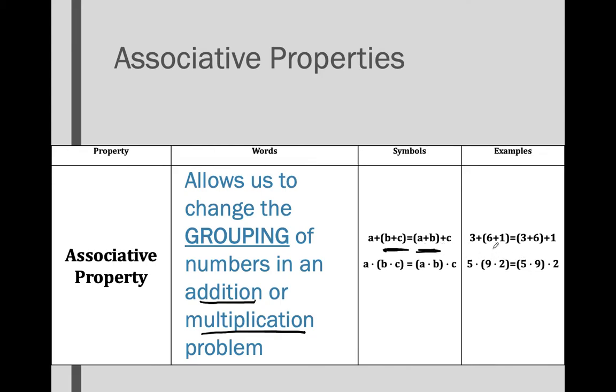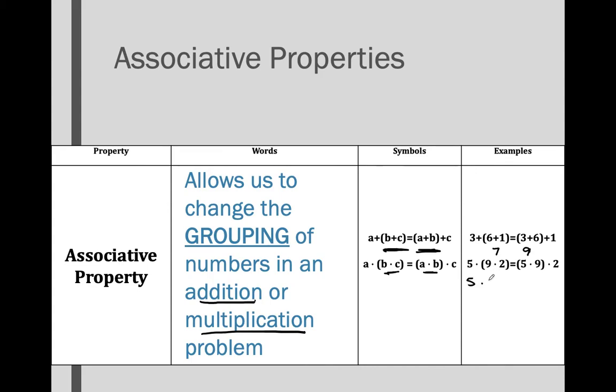So if you look at the example over here with the numbers, just to make sure that's true, 3 plus the quantity 6 plus 1, so 6 plus 1 is 7, 3 plus 7 is 10. The same thing is true over here. If I do 3 plus 6 first is 9, 9 plus 1 is 10 also. Same is true for multiplication. A times the quantity B times C is the same as multiplying A times B, the quantity, and then times C.